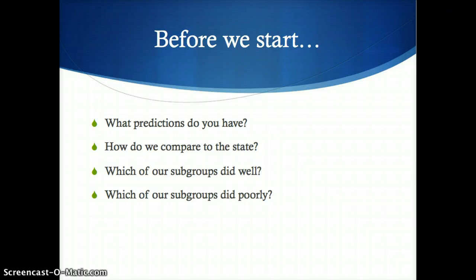Before we start, let's consider some questions before we even break down this data. What predictions do you have about the data? How will we compare to the state? Which of our subgroups will do well and which of our subgroups will do poorly? As you read through these questions, think about how your specific content area would do in each group.